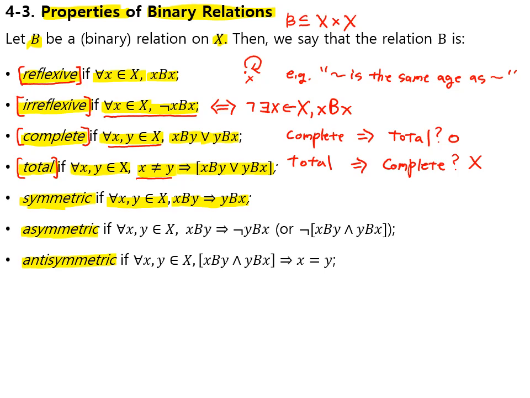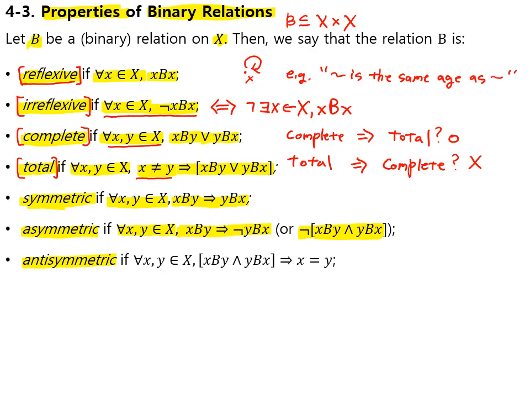The next one is called asymmetry. What this basically says is that for every x and y, if x bears the relation to y, then this implies that y does not bear the relation to x. We can rearrange this, and this is logically equivalent to saying that it is not the case that x bears the relation to y and y bears the relation to x. The reason why these two are logically equivalent comes from the definition of material implication.